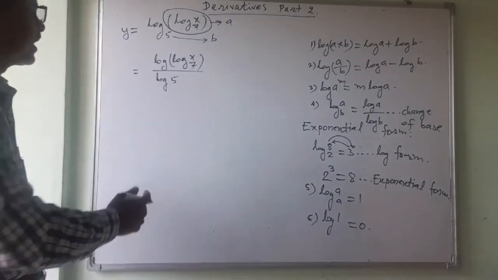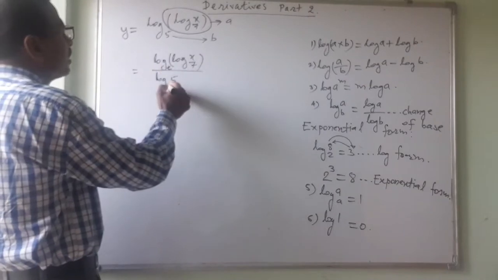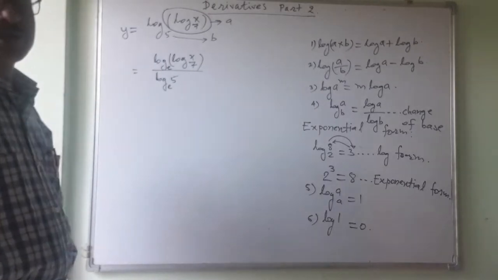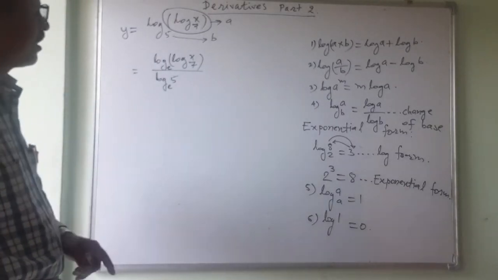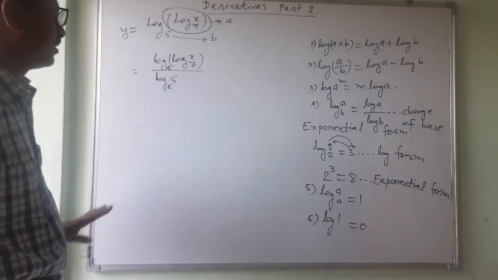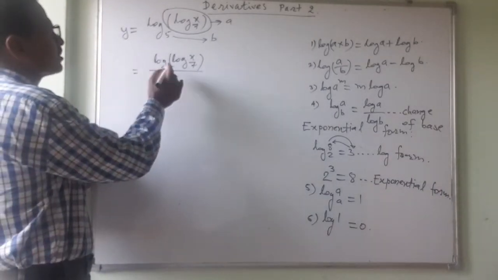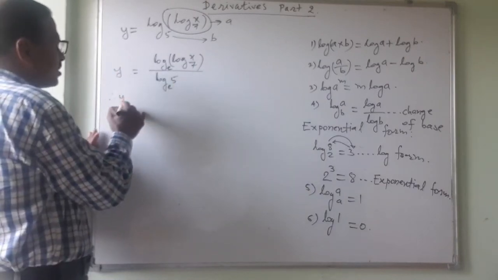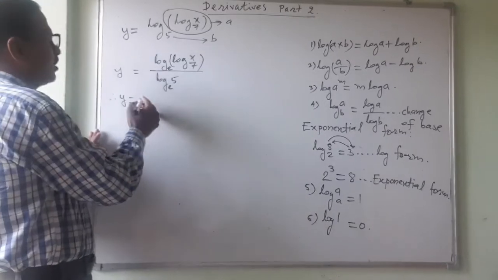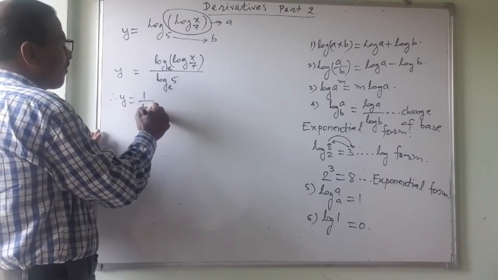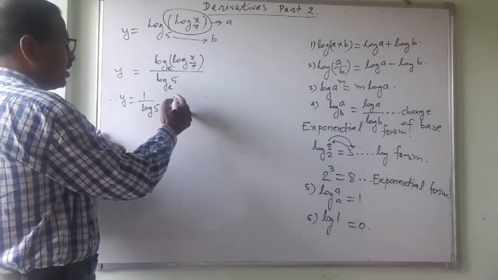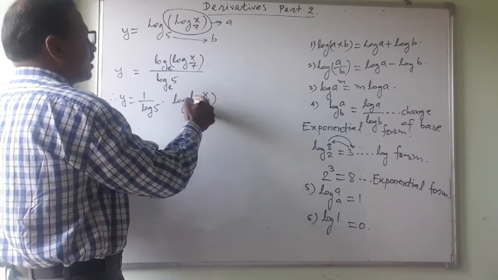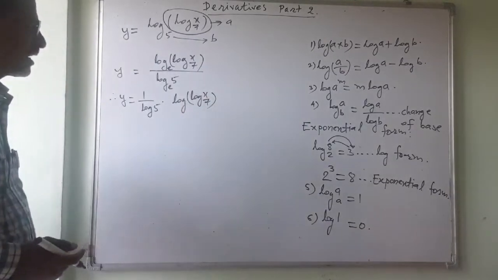For derivative and integration, the base needed is always e. So I have taken e. If I had taken 10, the derivative would not be possible. Derivative is only possible if the base is e. Now this is the constant. So y is equal to this. Log of 5 is a constant number. So 1 upon log of 5 I will take out, into log of x to the base 7. This way I will write.